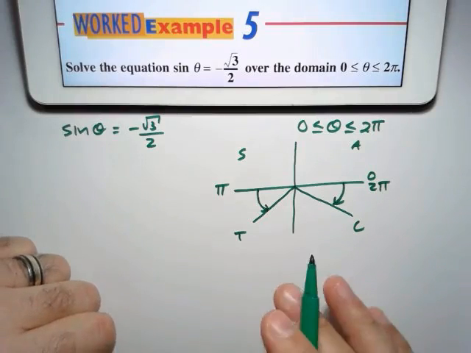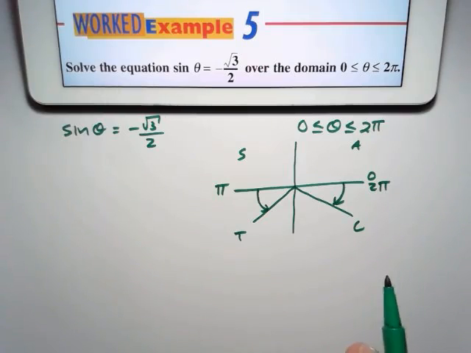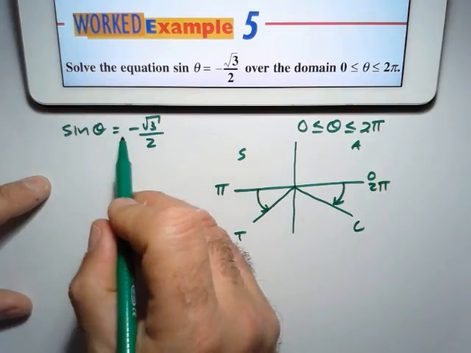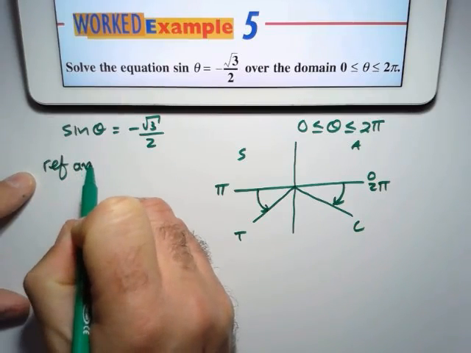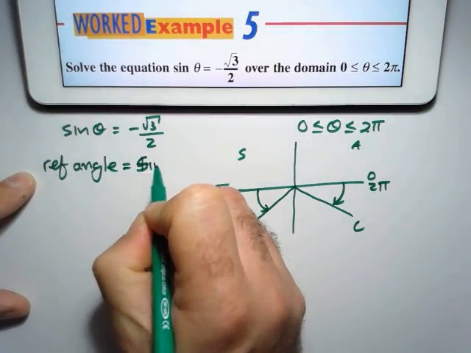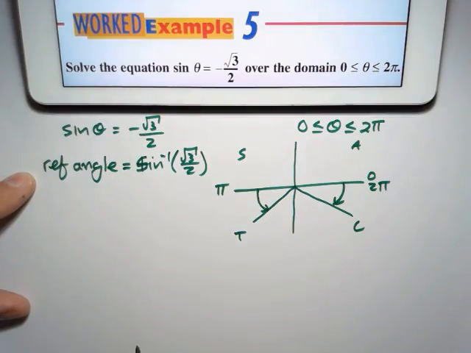Okay, if this question is again in a non-calculator exam, that means that it is special triangles. In the exam, you will have the special triangles on a formula sheet, so if you don't remember it, please look it up. So, sine theta, first thing I do is find the reference angle. The reference angle equals the arc sine of square root 3 over 2, so I don't use the sign.